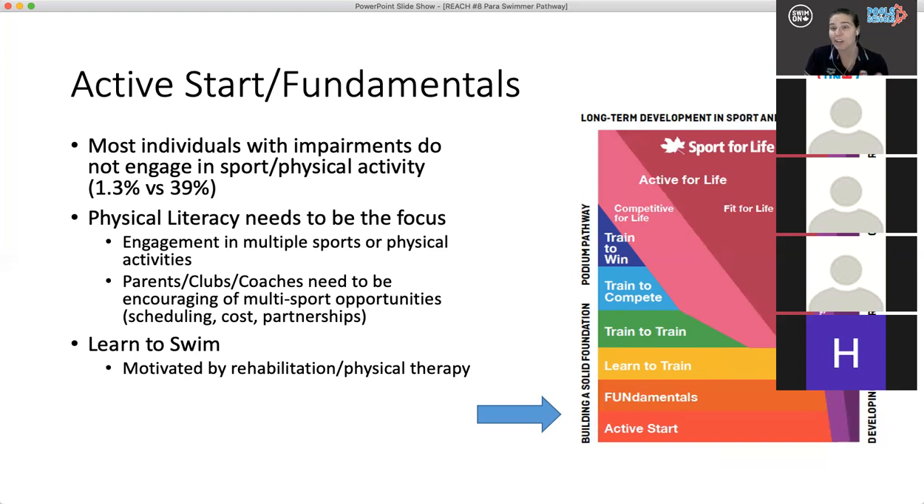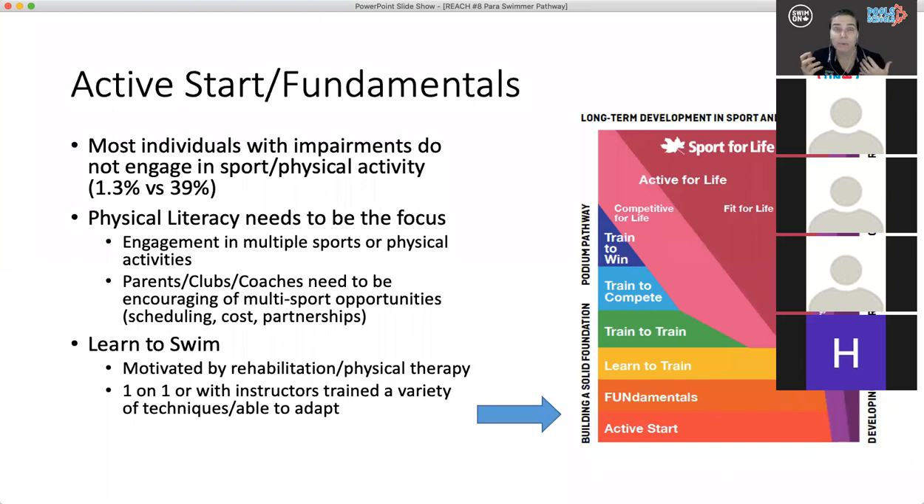So this puts a little bit of pressure on our Learn to Swim programs to make sure that those first involvement activities are really positive. Where does it become positive? My research tells me that most paraswimmers do best if they learn how to swim in a one-on-one environment, or with instructors who are trained in a variety of techniques and are able to adapt the swimming modalities to the individuals.